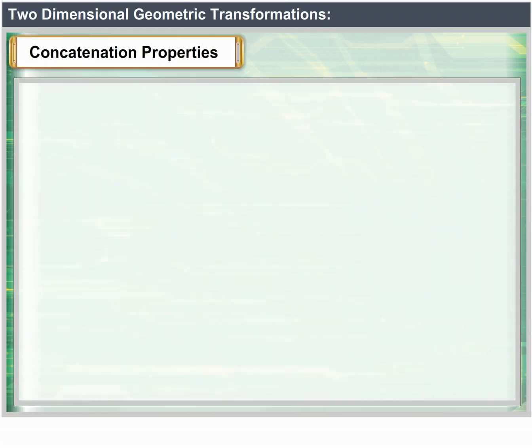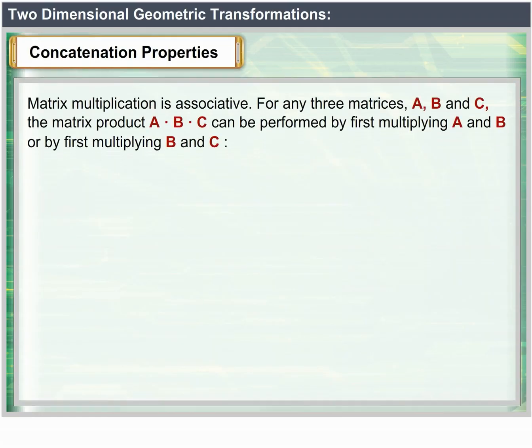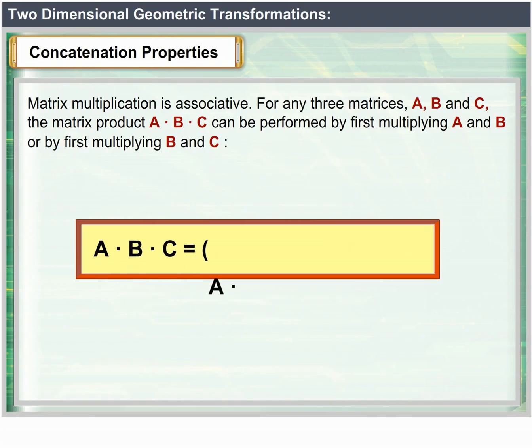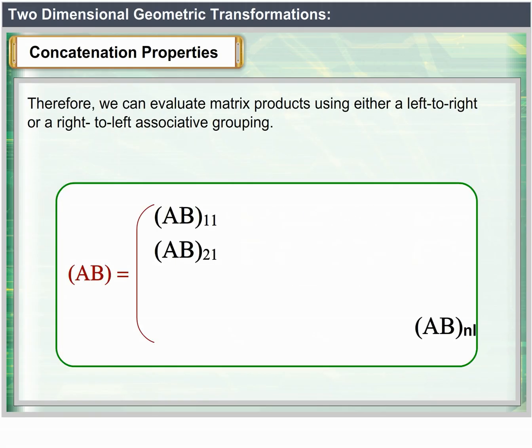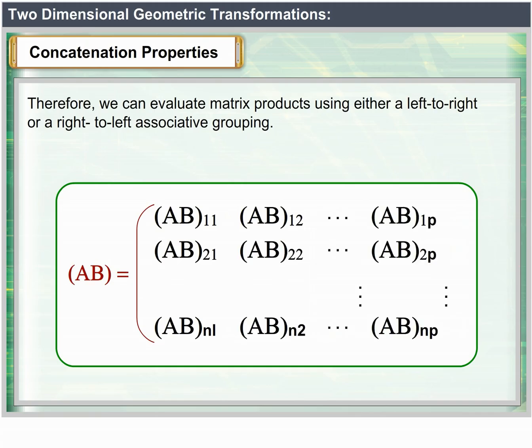Concatenation properties. Matrix multiplication is associative. For any three matrices A, B, and C, the matrix product ABC can be performed by first multiplying A and B or by first multiplying B and C: ABC = (AB)C = A(BC). Therefore, we can evaluate matrix products using either a left-to-right or a right-to-left associative grouping.